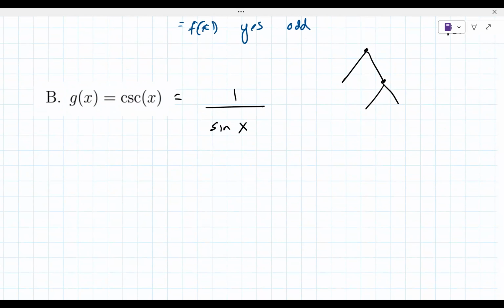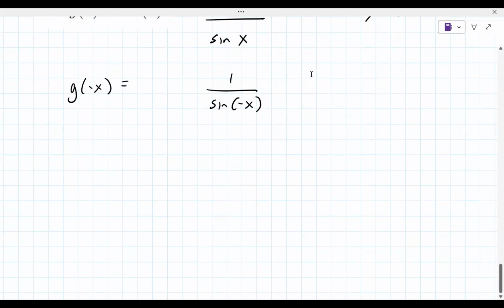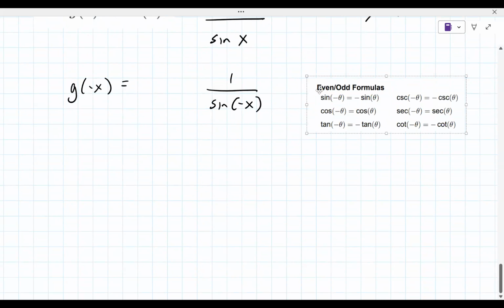So this is 1 over sine x. You do the same thing: you first put in negative x. So this is 1 over sine negative x. And you grab your handy reference sheet with even and odd formulas. We used to have books filled with this kind of stuff. Now everything's on the internet. So if you don't want to print that out, take some screenshots or something, have them saved. So sine becomes negative sine x.